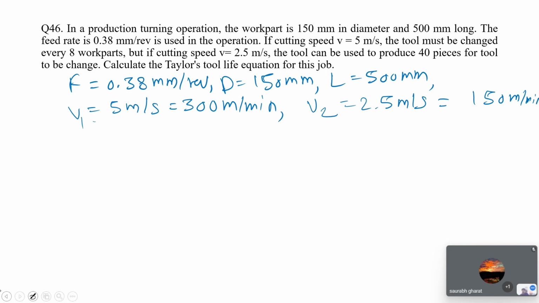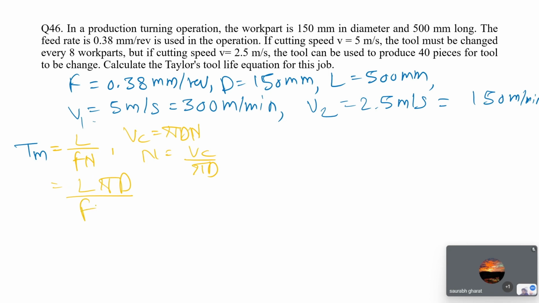But you don't have Tm. They have given other parameters. So Tm is equal to L by fN, and vc is equal to pi d N. So your N is equal to vc by pi d. So what does it become now? It will be L by, your pi d will go up, and it will be f Vc. This is your formula for time.